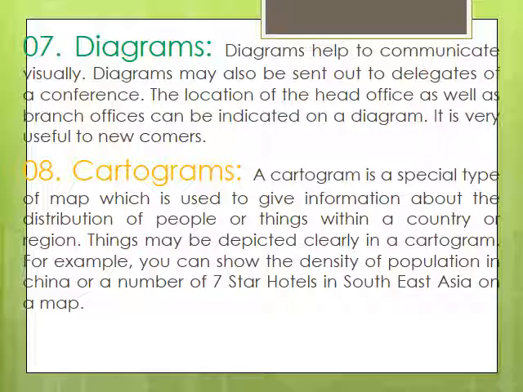Cartogram. A cartogram is a special type of map which is used to give information about the distribution of people or things within a country or region. Things may be depicted clearly in a cartogram. For example, you can show the density of population in China or a number of 7-star hotels in Southeast Asia on a map.